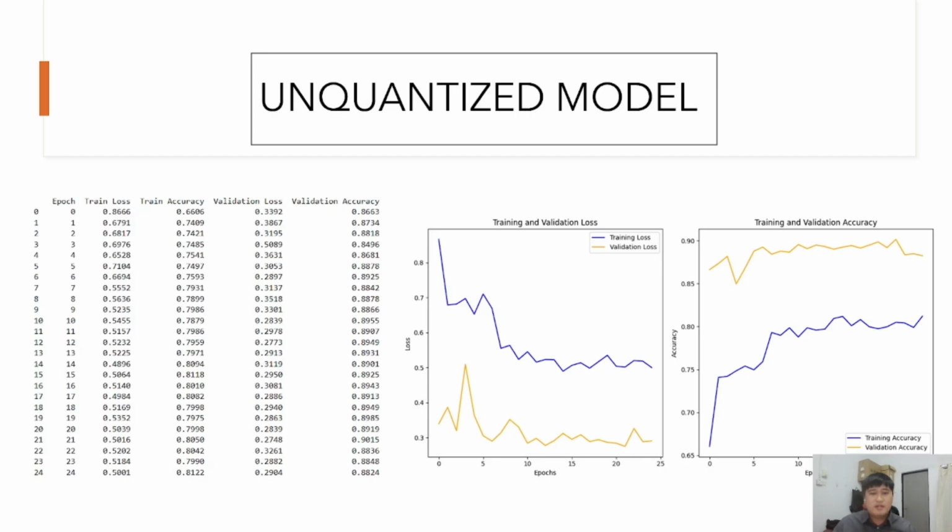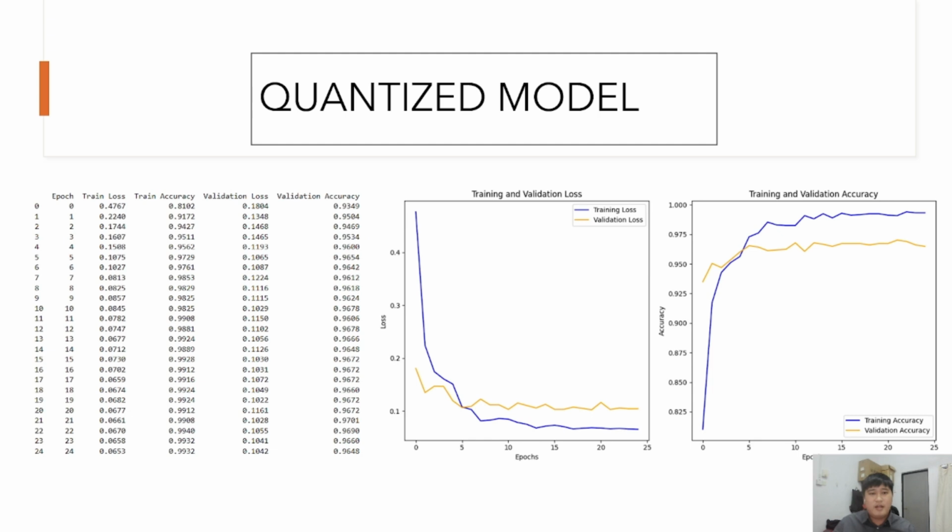Inside the training, the best accuracy for the unquantized models is 90.15% at the 90-10 split data ratio. So here we can see that epoch 21 gets the highest validation accuracy, and for the quantized models, the best accuracy is 97.01%, at epoch 21 also.